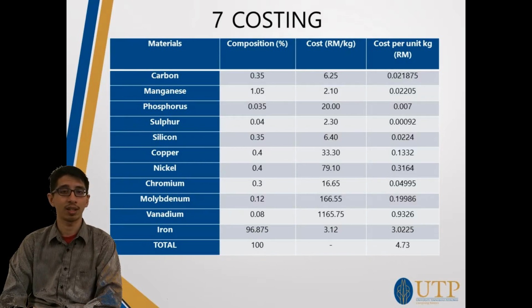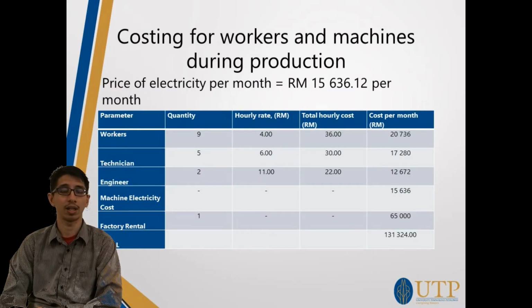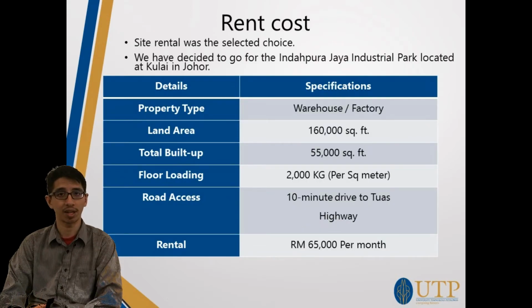Now moving on to the second and third parts, which are the workers' wage and the energy cost to run the machines, it will come to a total of 131,324 ringgit. So those are the 3 costs that we need. And finally, this is the price for renting the site, which is 65,000 ringgit per month to rent.